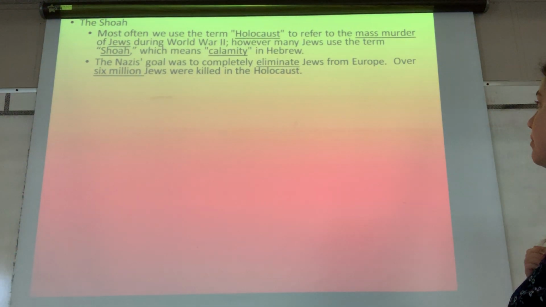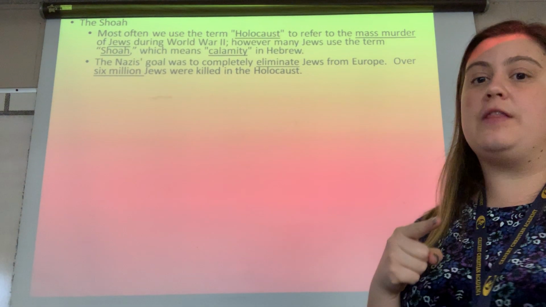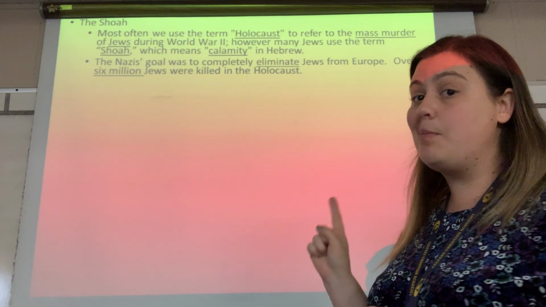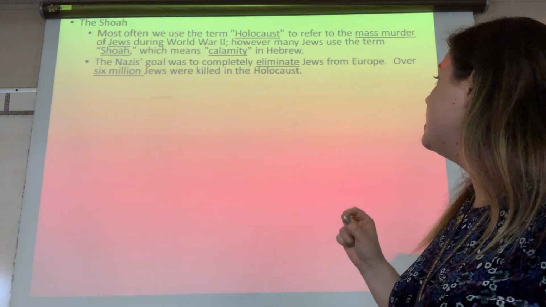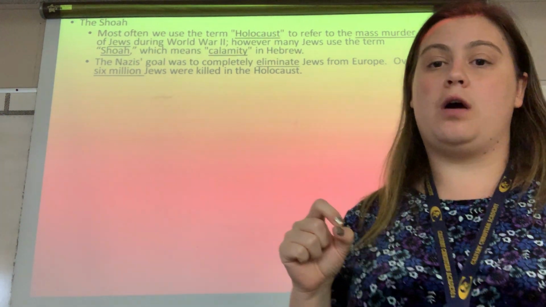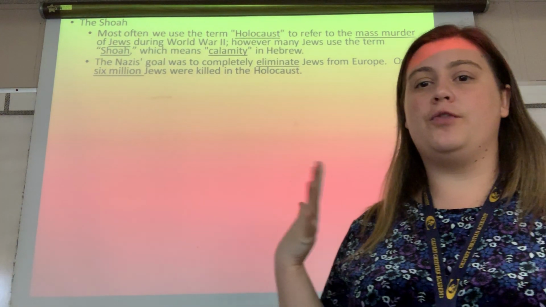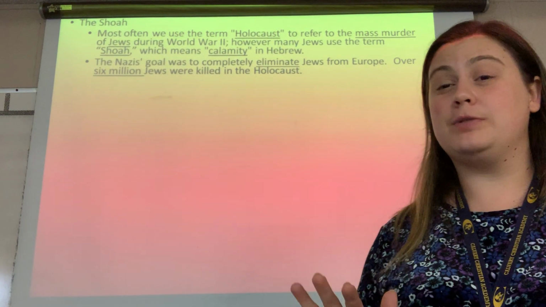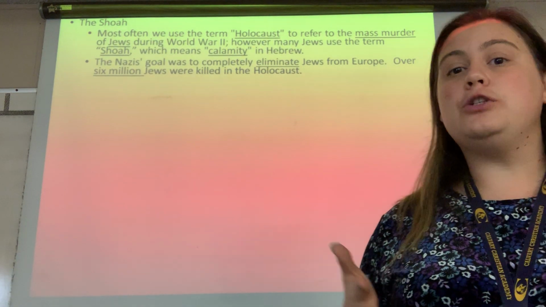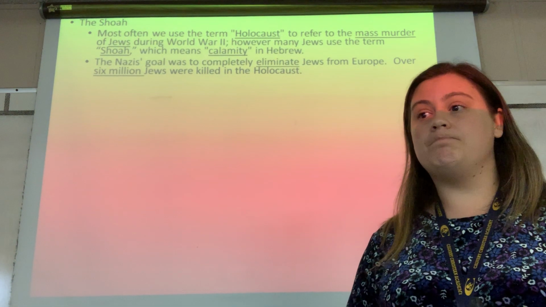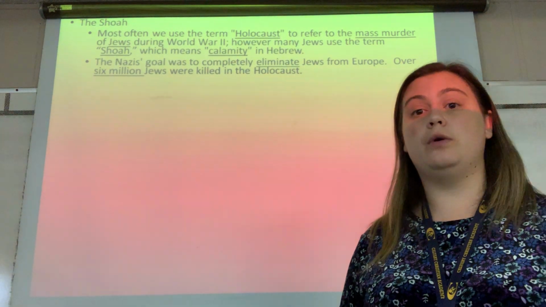So they did not succeed in their goal of killing every single Jew in Europe, but they came pretty close. They killed 6 million Jews during the Holocaust, and I believe that before the war there were about 9 million Jewish people living throughout Europe, so they killed approximately 2/3 of the Jewish population in Europe, so they were pretty successful in their goal, unfortunately.